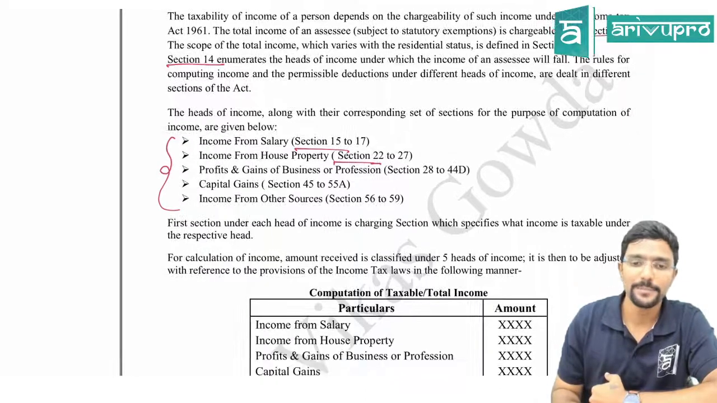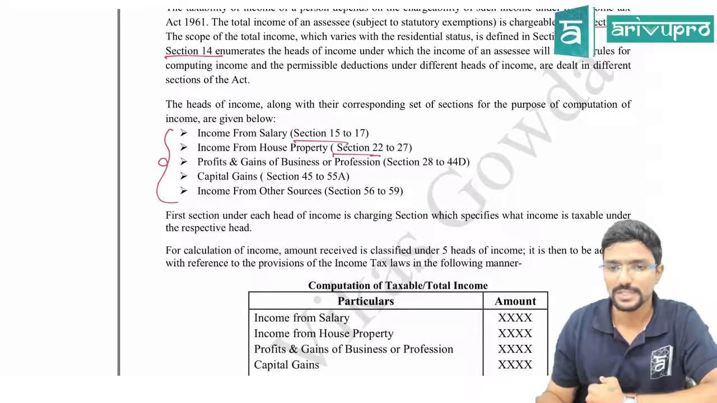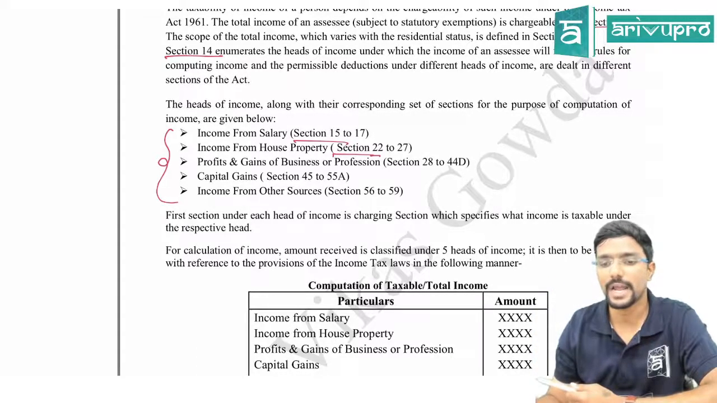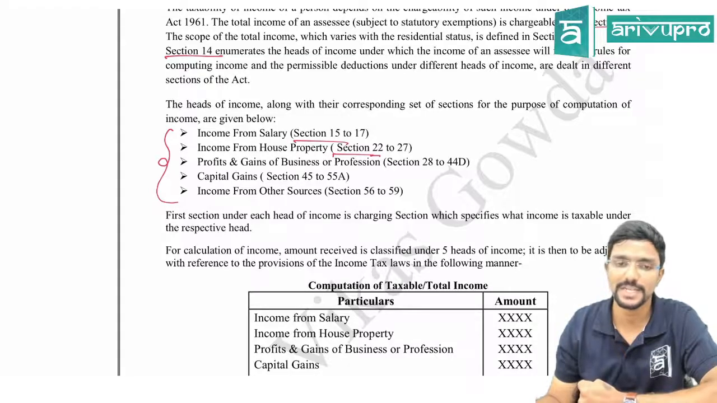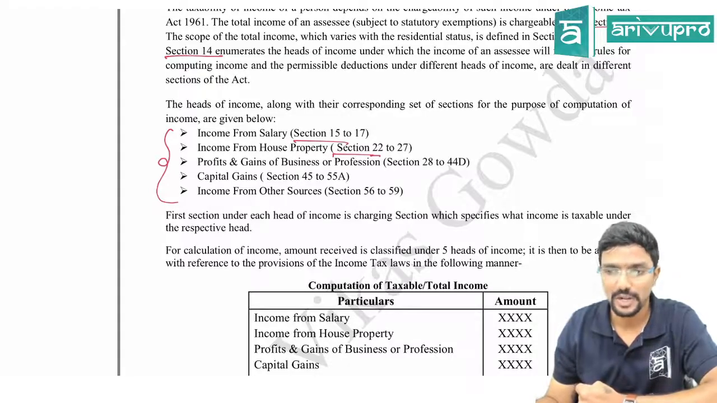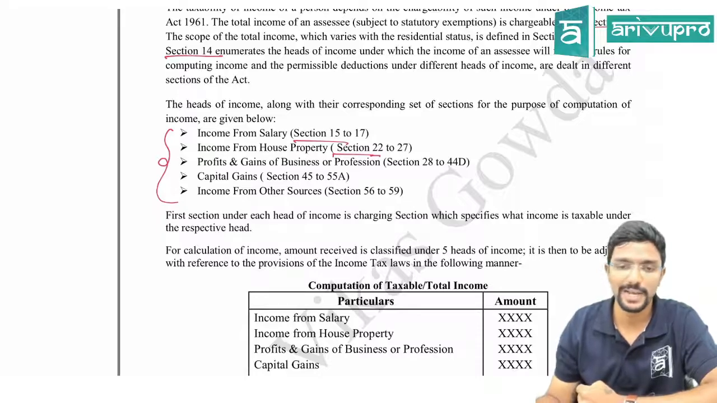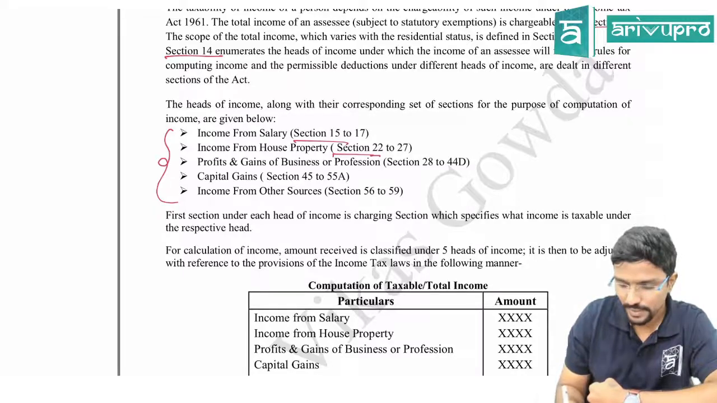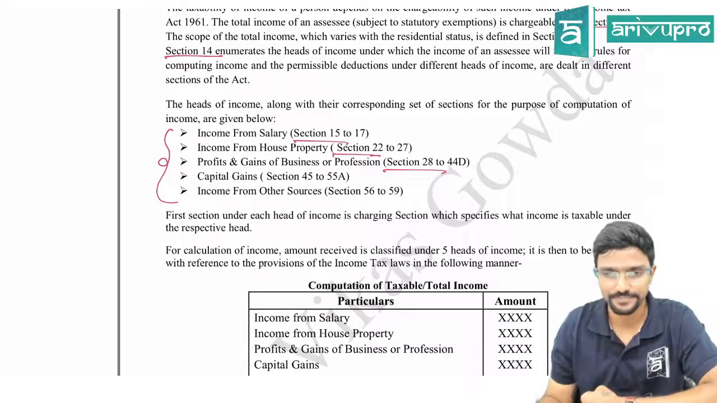The third head, profits and gains of business or profession, section 28 to 44D. If you are having any business or if you are carrying on any profession, like practicing your company secretary qualification, or I assume I am a practicing chartered accountant, in that case I am practicing a profession. Whatever I am earning from that profession will be taxable under the head profits and gains of business or profession. And if I am carrying on any business, whatever profit I earn from that business is taxable here, which is covered in section 28 to 44D. Section 28 is the charging section.